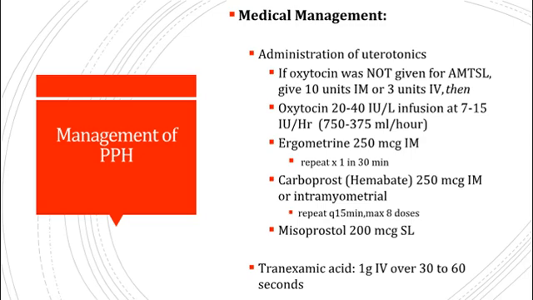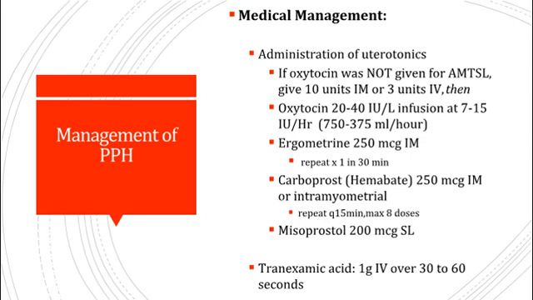Tranexamic acid, TXA, is not a uterotonic but inhibits fibrinolysis and is frequently used in addition to uterotonic medications to promote clotting and reduce bleeding. TXA should be administered as 1 gram IV over 30 to 60 seconds as soon as possible after a PPH is diagnosed. It is not helpful if given more than 3 hours after onset of the PPH. Prompt administration can significantly improve outcomes for affected women.